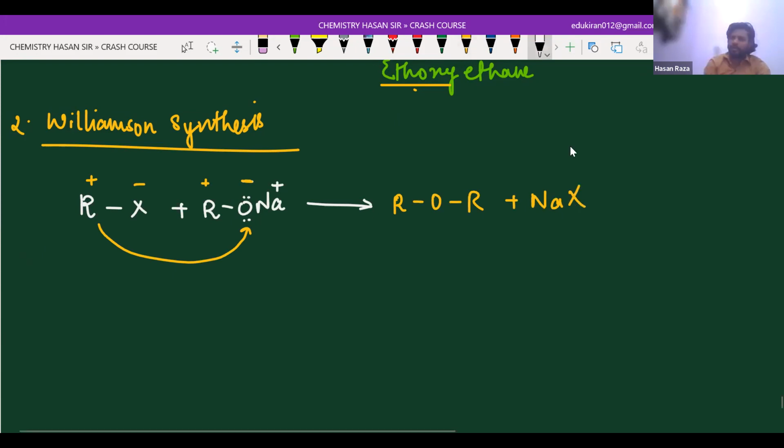It's very simple. But what you need to take care of is that this reaction proceeds through the SN2 mechanism. This reaction proceeds through the SN2 mechanism.